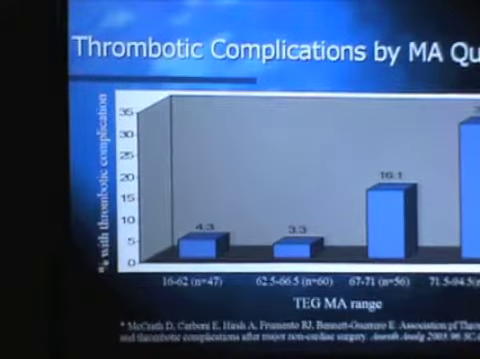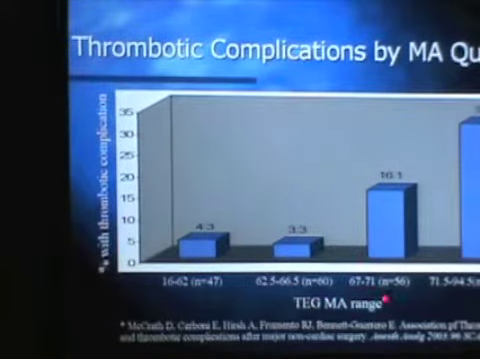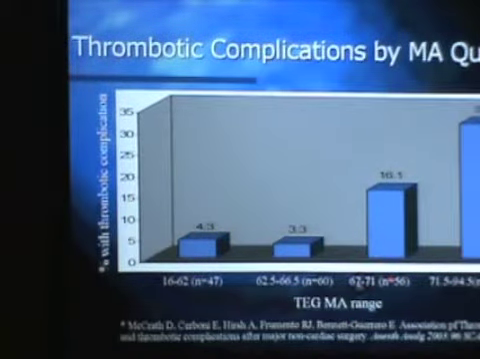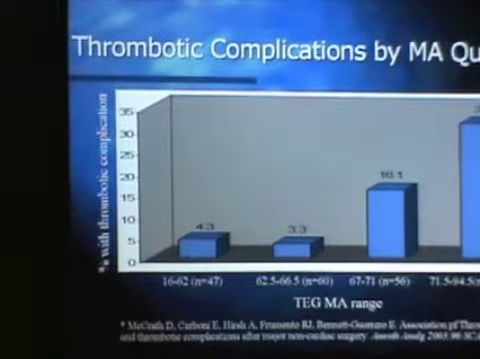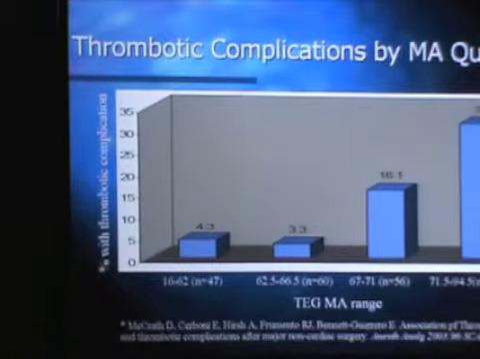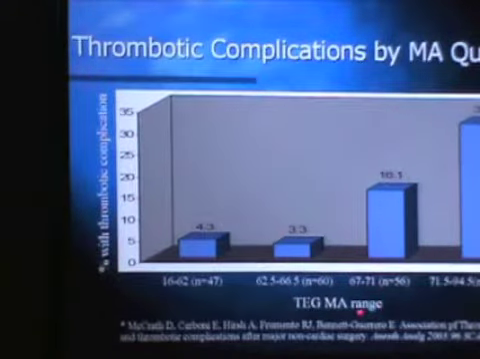Now what's interesting about this slide. Where's your normal range line? The normal range is 50 to 70 millimeters for MA. Okay. What's the timeline of the risk? Is it annual risk, is it lifetime risk? That's a good question that we don't know. We just know that they are at risk. Okay, and in this study here, this was a 2-year follow-up study.